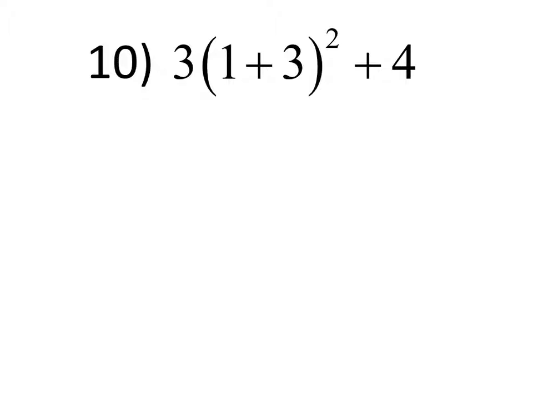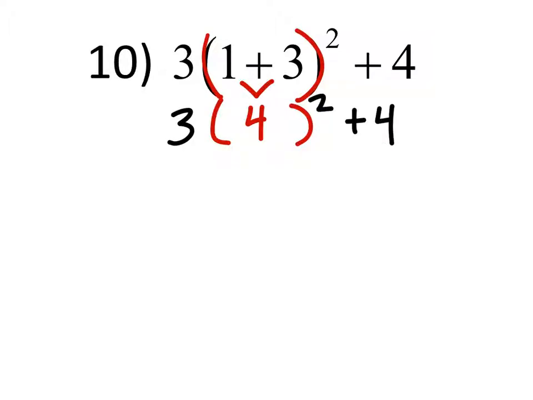This one's great because we have lots of operations. Particularly, once again, I'm going to start with this set of parentheses. So I've got 1 plus 3, which would be 4, and I've evaluated that parentheses. That's all I need to do for that. So I still got the 3, the squared, and the plus 4. But then I'm going to look at 4 squared, which is really 4 times 4, which should give me 16.